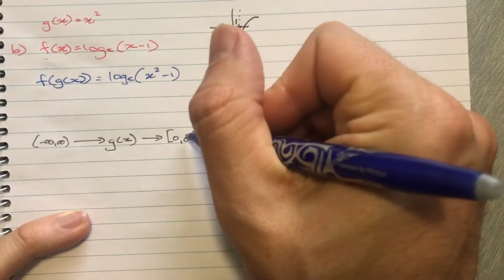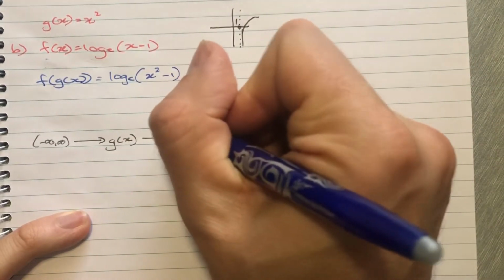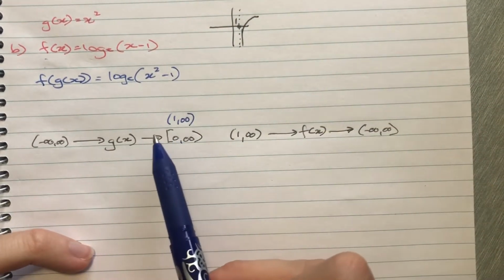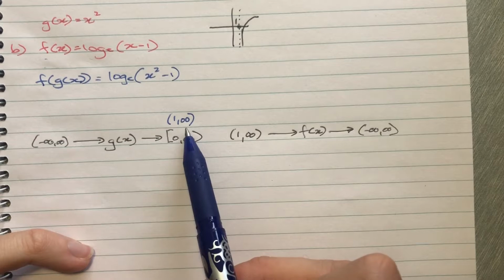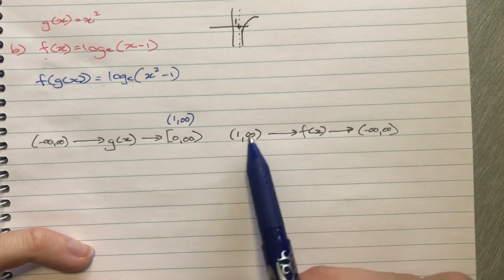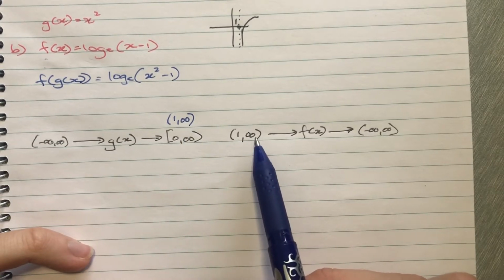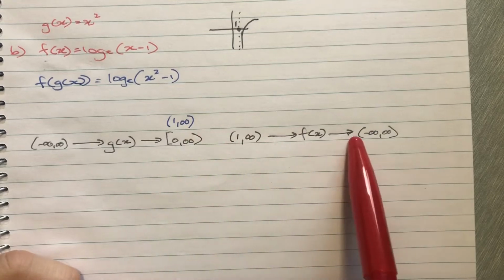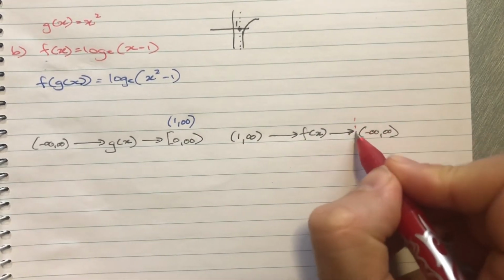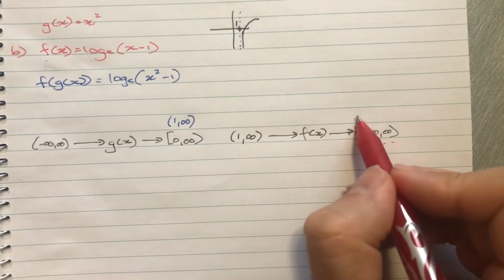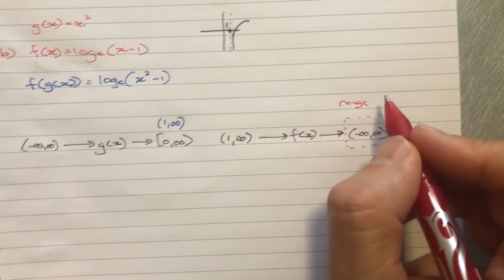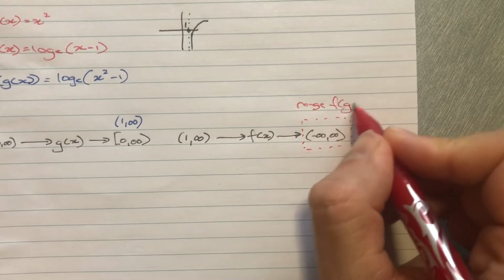So we're going to have to change this range to that domain. Now, if g's only pushing out these ones, that means f can deal with them all, can't it? So we're all good there. So that means that this is actually going to be our range, because we didn't have to change that. So that's the range of f of g of x.